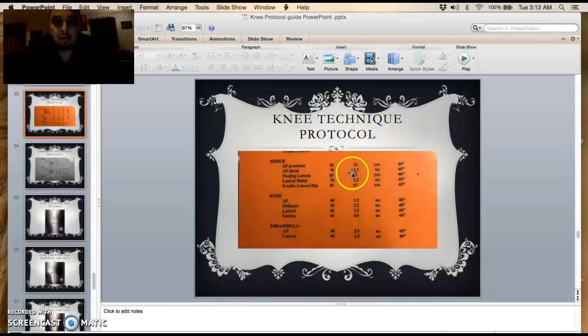For a knee technique protocol, this is overall usually for a standard patient who is average. You shoot them at 60 at 3.2 for AP, oblique, and a lateral. Sunrise a little bit more at 66 at 4.0 because it's more focused, so you want to bump it up a little bit more.